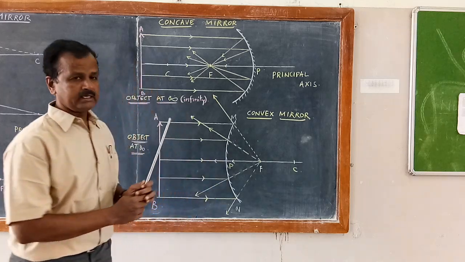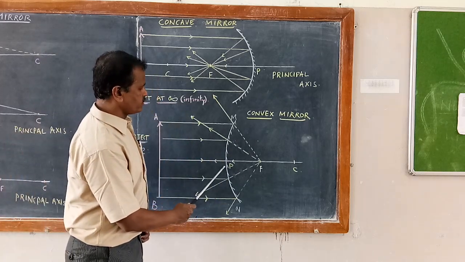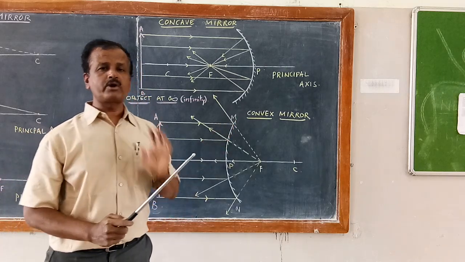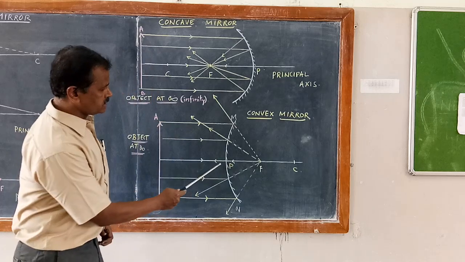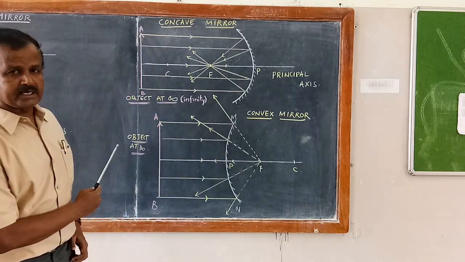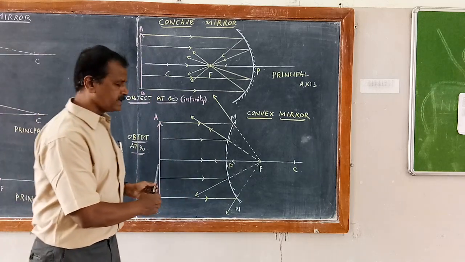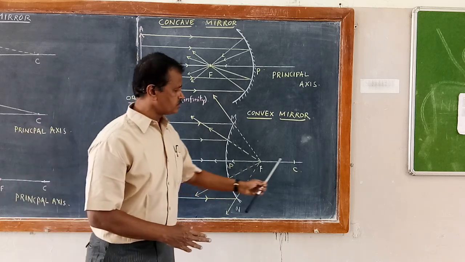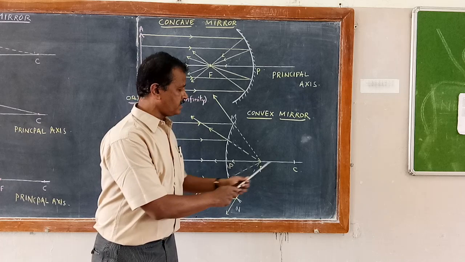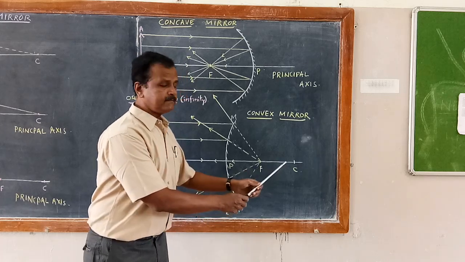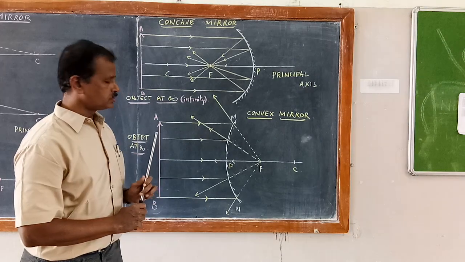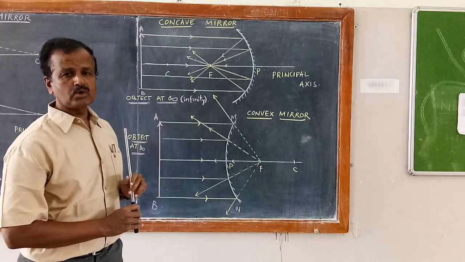As I told you earlier, the point P, which we call the pole, must be considered as the origin of the coordinate system. So all those distances which are measured towards the left side of the origin should be measured as negative distances. And all those distances which are measured towards the right side of the pole, the origin, should be measured as positive distances. So these are the rules of the Cartesian coordinate system.